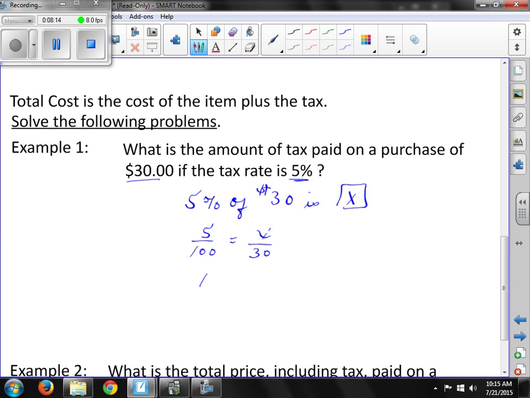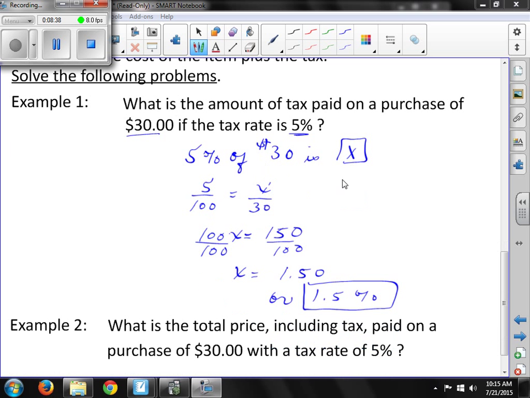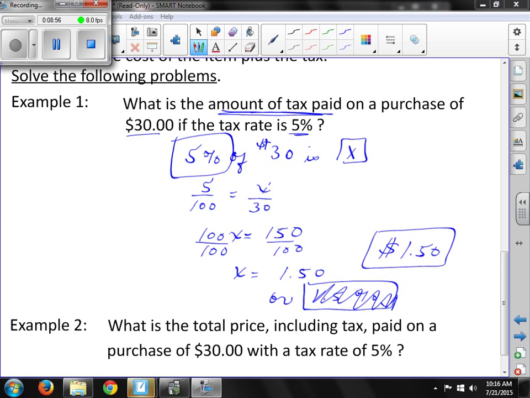So when I cross multiply, I'll have 100X is equal to 5 times 30, which is 150. So when I divide by 100, I'll have X. Division by 100 moves the decimal twice to the left, so it would be 1.50, or the tax rate would be 1.5%. Well, that was a boo-boo. We're actually looking for the amount of the tax. We're not converting it to percent. We've got the tax rate, which is the 5%. All right, so the amount of the tax would be $1.50. Sorry about that. We all make boo-boos.